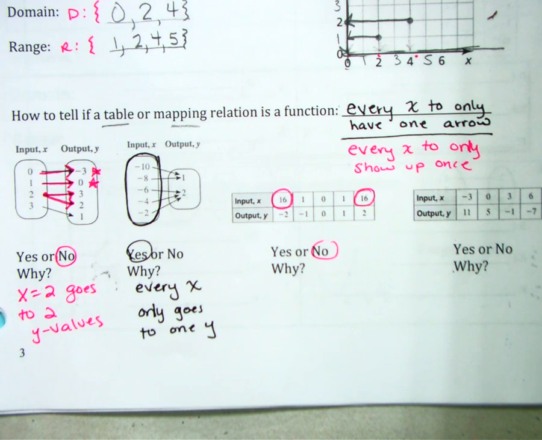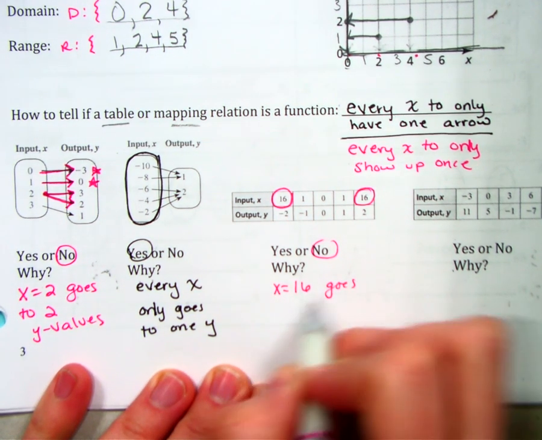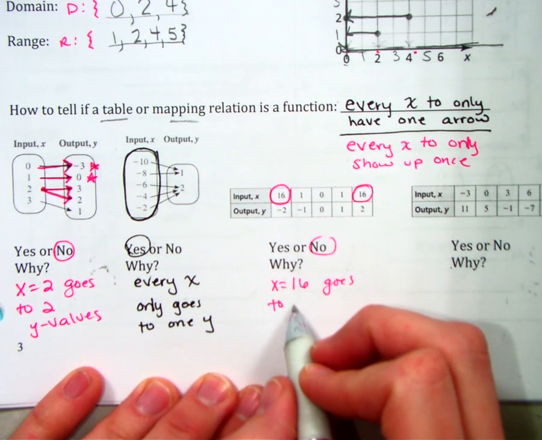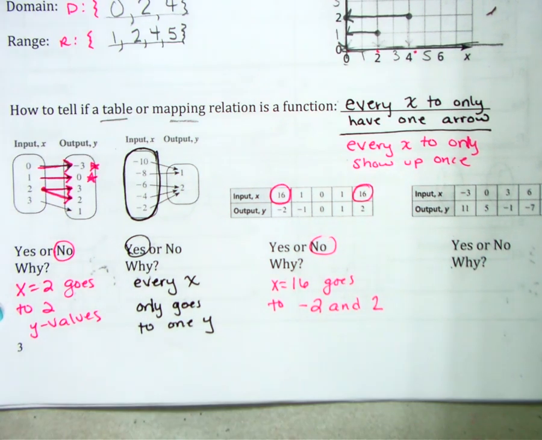No, why not? Because x equals 16 goes to, and right here instead of saying goes to 2 y values, you could tell me the y values. So 16 goes to -2 and +2. You could say that. Or you could just write goes to 2 different y values. However you want to say that is up to you, but that's why. Is that one number is going to 2 different places, and that's not okay.